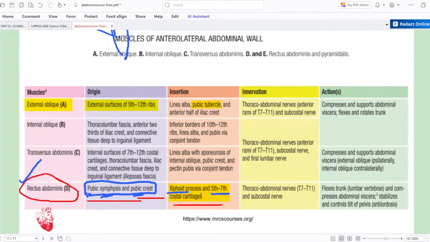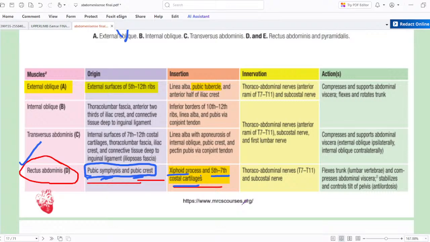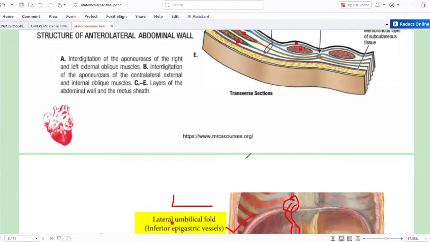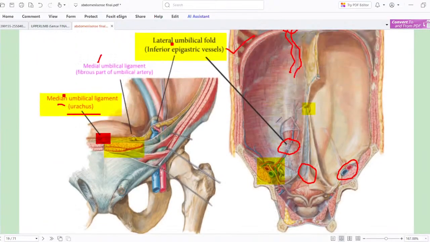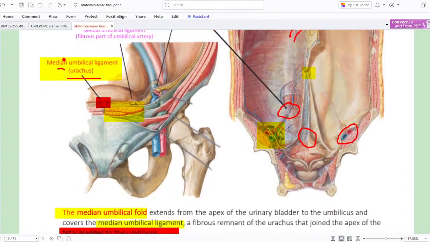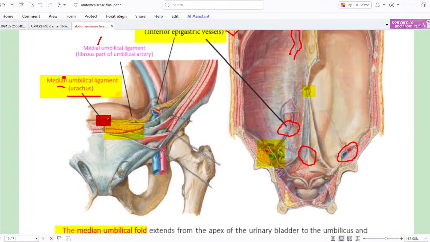Xiphoid process of the sternum, costal cartilage. Midline of what? Pubic symphysis, okay.